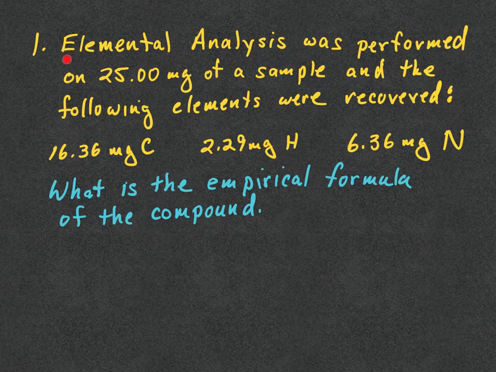So in our first problem, elemental analysis was performed on 25 milligrams of a sample of a compound, and the following elements were recovered in their amounts: 16.36 milligrams of carbon, 2.29 milligrams of hydrogen, and 6.36 milligrams of nitrogen. So what is the empirical formula of the compound? I'm going to transfer these to a new page so we have room to work.